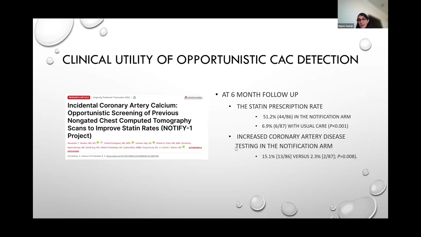To be borne in mind is the fact that, yes, it did increase statin prescription rates, but it also increased the rate of coronary artery testing in this notification arm. So that's something that really needs to be kept in mind when these algorithms are put in clinical use, to develop safeguards to minimize this unnecessary testing and unnecessary referral just for an abnormal calcium score when a patient does not have any symptoms.